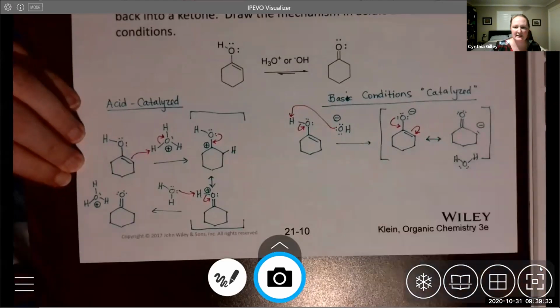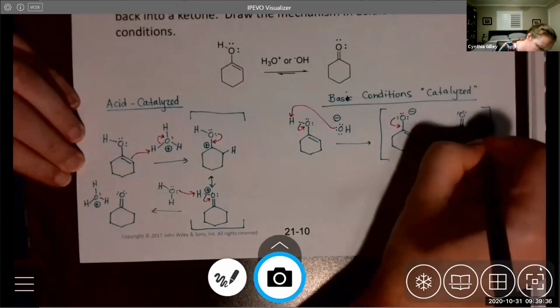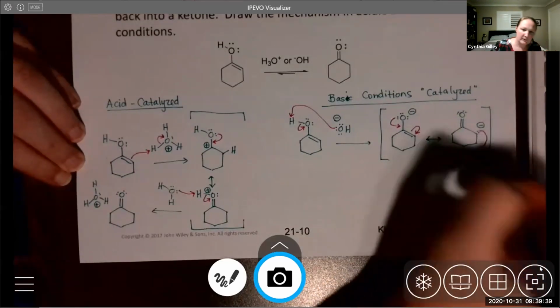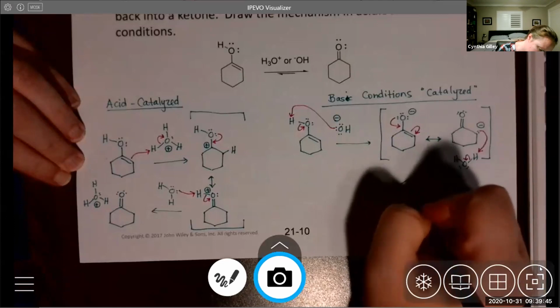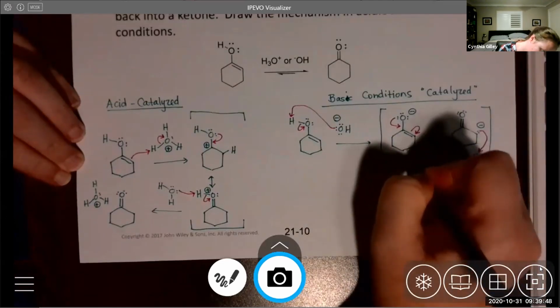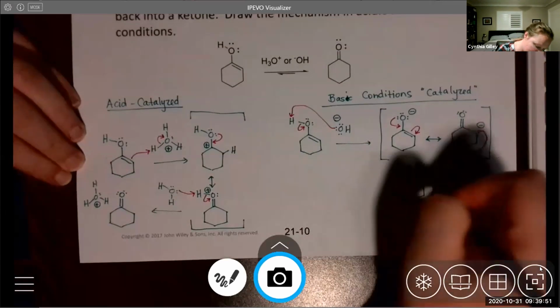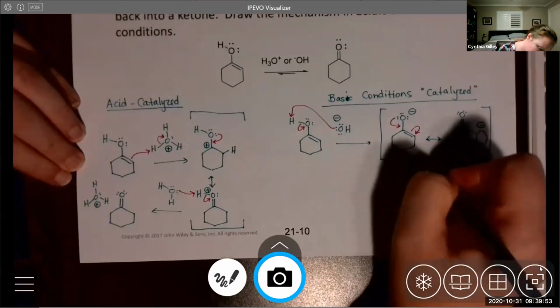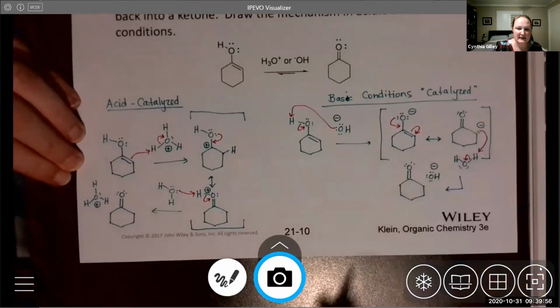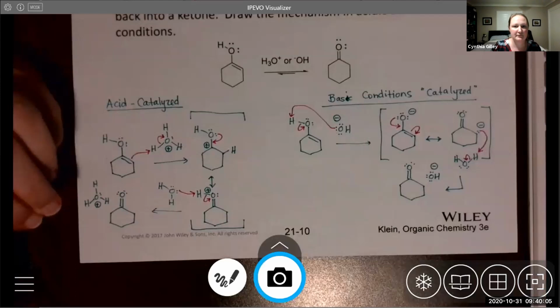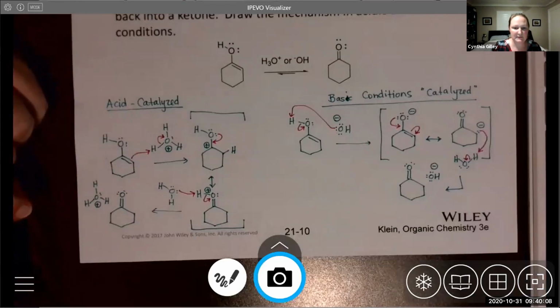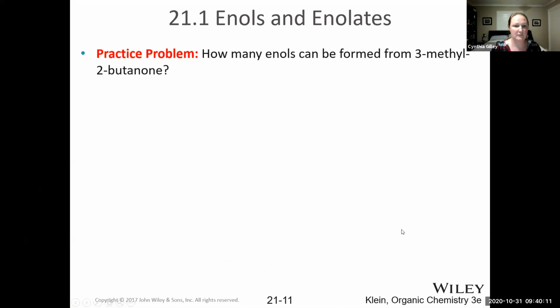Water is the best acid in solution, so I'm going to go ahead and draw some water in. That will provide a proton to get to the product, which is the ketone. Notice that we also form some hydroxide in this step. So again, only catalytic base is needed because it gets used and regenerated in the mechanism. Let's go back to our slides and move on. Let's do another practice problem.